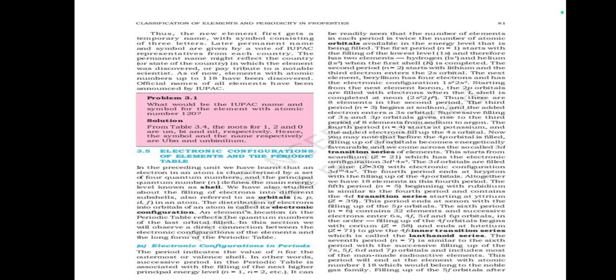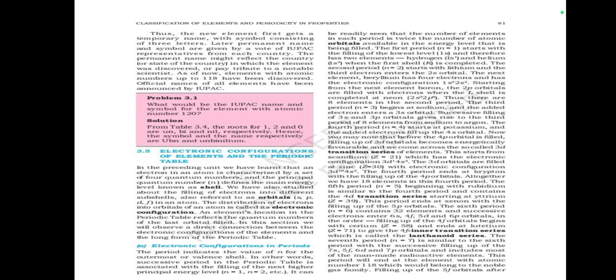The fifth period, n is equal to 5, begins with rubidium, is similar to the fourth period, and contains the 4d transition series starting at yttrium, Z is equal to 39. This period ends at xenon with the filling up of the 5p orbitals.